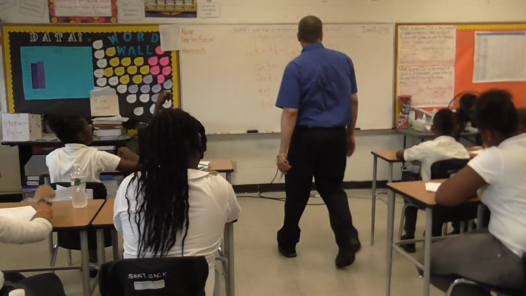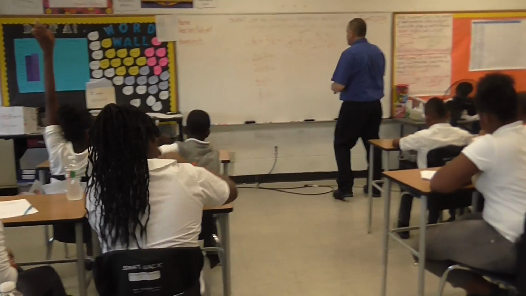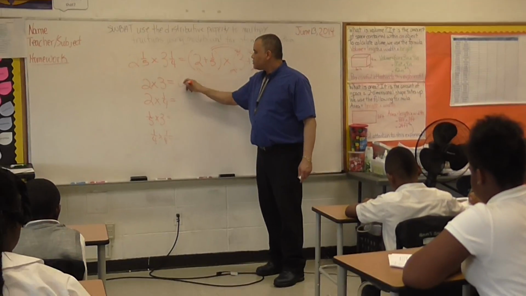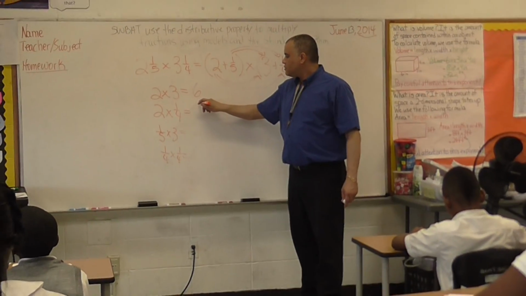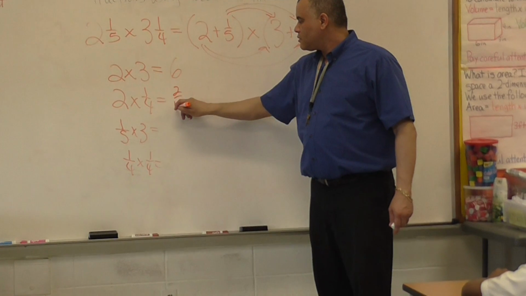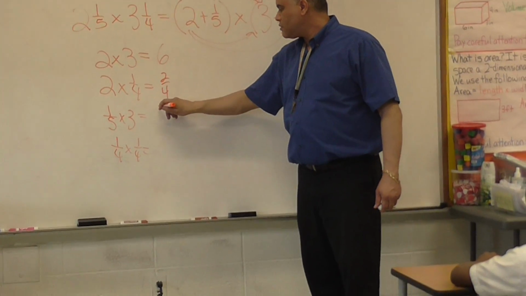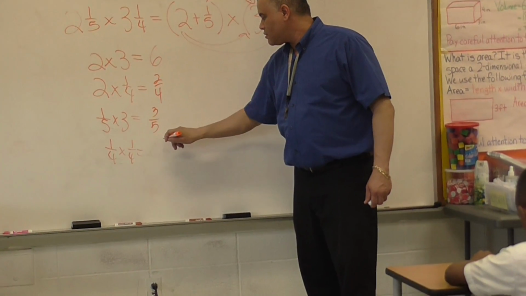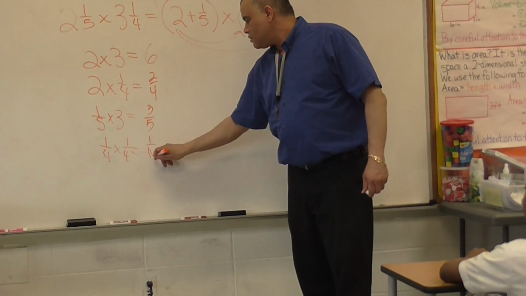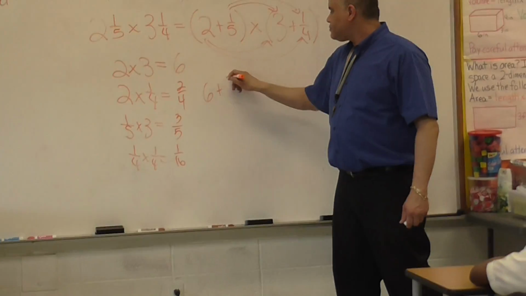All right, what are the partial products? Come on. 2 times 3 is 6. 2 times 1/4 is 2/4. 1/5 times 3 is 3/5. And 1/4 times 1/4 is 6. And we got to put these together.